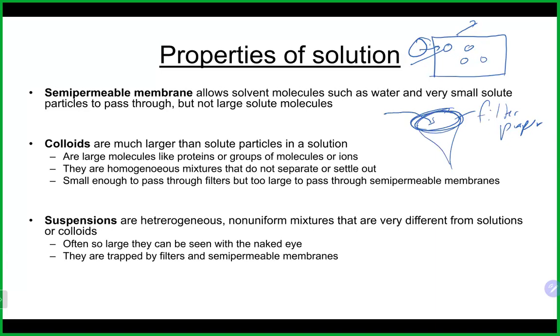Suspensions, on the other hand, are heterogeneous, non-uniform mixtures, and sometimes they're large enough that you can see them with your naked eye. They definitely get trapped by filters. They get trapped by semi-permeable membranes. For example, if you threw some sand in water, that would be your suspension there. You could definitely see it.